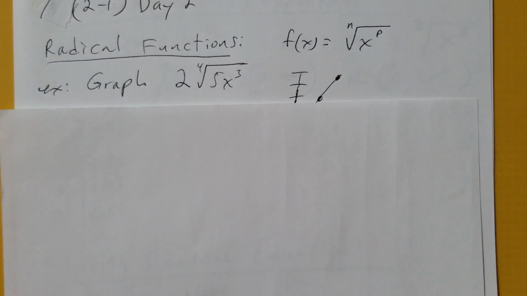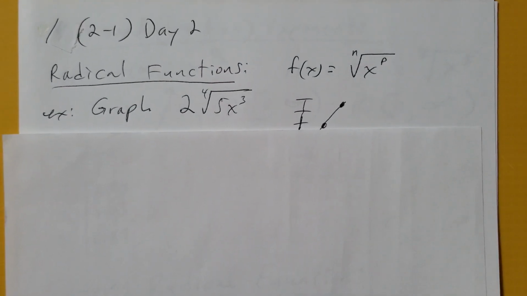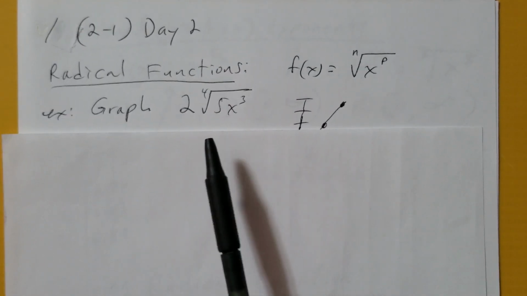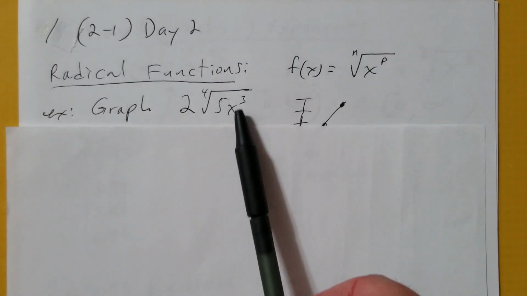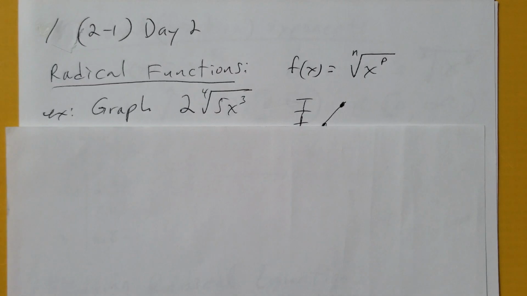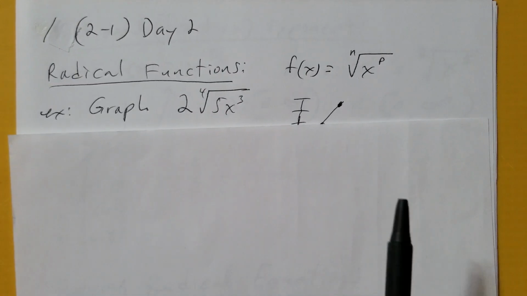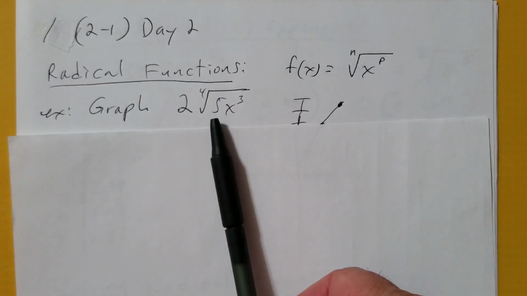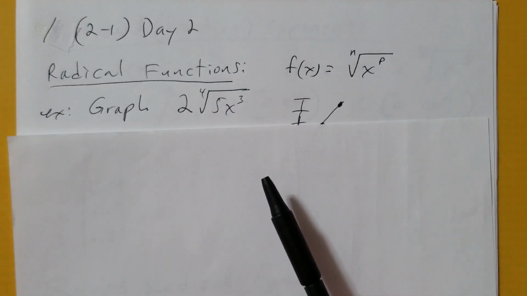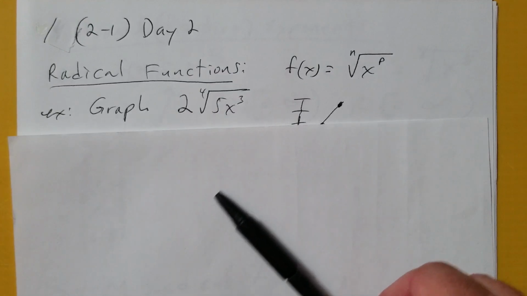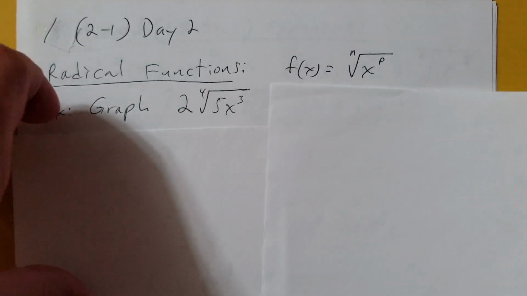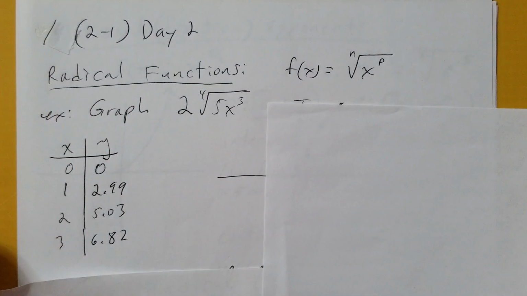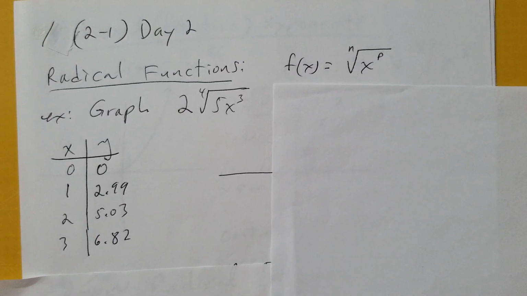Here's an example. If you're asked to graph, for example, 2 times the fourth root of 5x to the third, well, you know what it's going to look like, right? It's going to look like it starts at 0 and just goes up and out, but you can always graph it the old-fashioned way.